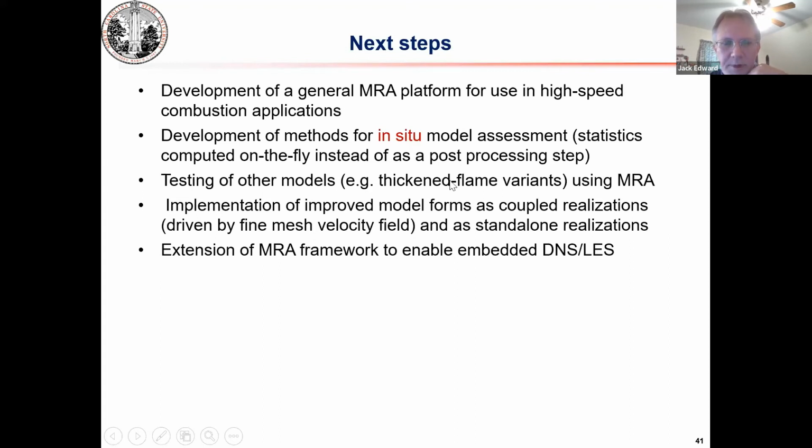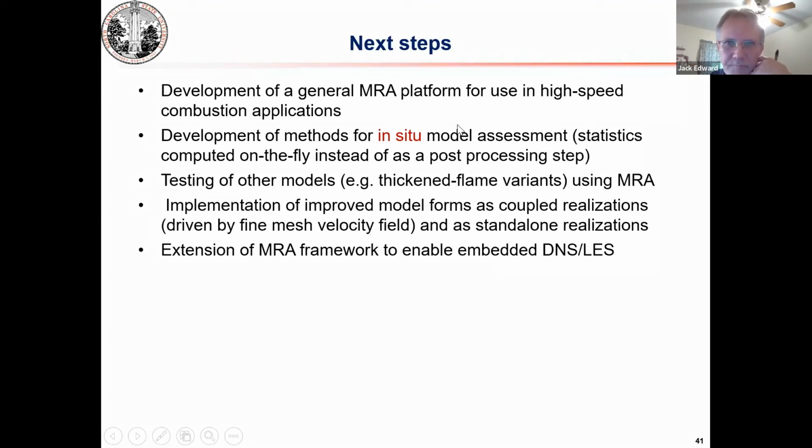We are going to test some other models. For example, thickened flame models are really easy to code up and test using MRA. And hopefully we'll be able to put some improved model forms into the hierarchy and actually test them out on the fly to see how well they do. There is a potential, again, for using some of this coupling technology to enable embedded DNS or LES, and that's something we could pursue.